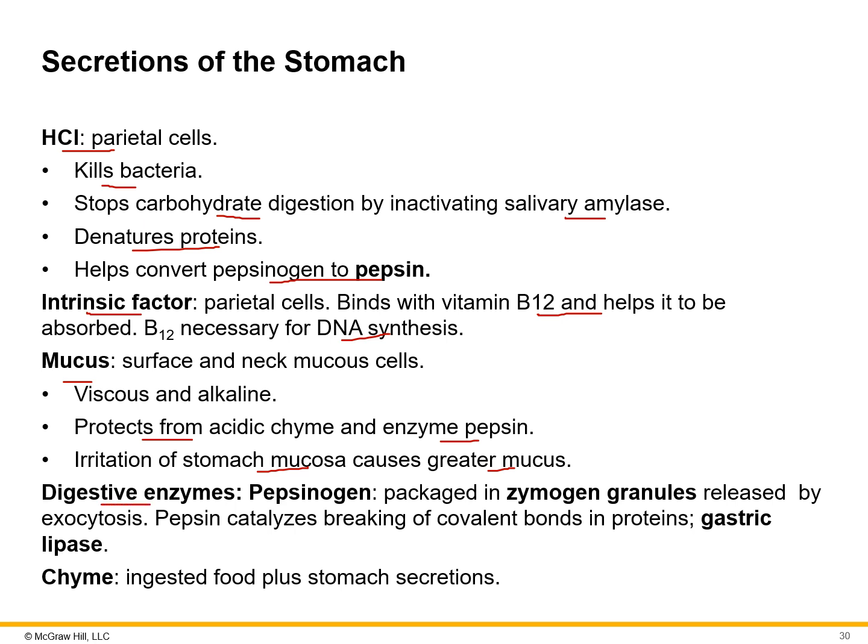And then we have the various digestive enzymes. Again, pepsinogen we just mentioned. It's packaged in what are called zymogen granules that get released by exocytosis, and then pepsin catalyzes the breakdown of proteins, breaking those peptide bonds. And then we also have gastric lipase that starts, or continues, to digest our lipids. Now we move from bolus to chyme. This is the ingested food plus those stomach secretions. So the bolus comes through the stomach, and once it mixes with everything in the stomach, we now have chyme.